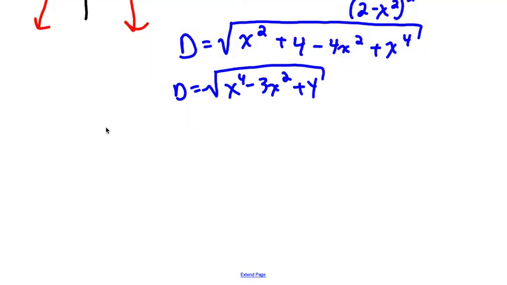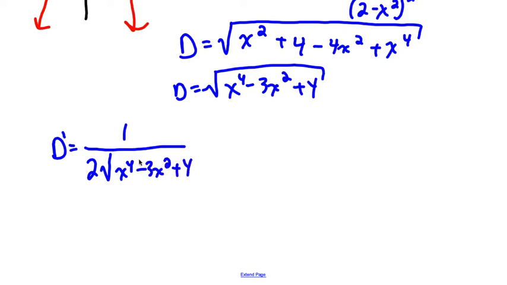Now we're ready to take the derivative and set it equal to 0. So the derivative, I'm going to slide this over here. The derivative, d prime. Remember, when we take the derivative of a square root, hopefully you've recognized the pattern by now, it's always 1 over 2 times that square root, and then multiply that by the derivative of the inside, which would be 4x cubed minus 6x. This is chain rule.